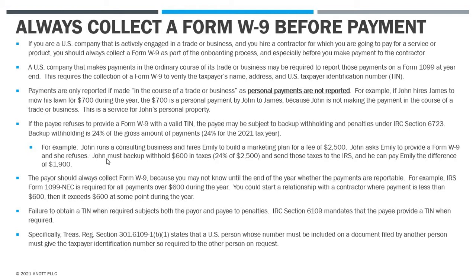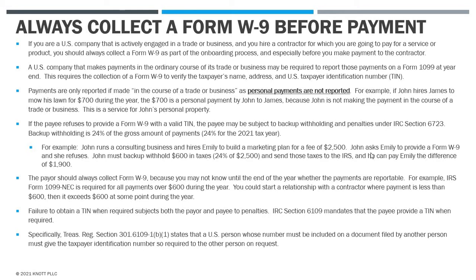So this example here, John runs a consulting business and he hires Emily to build a marketing plan, and he's going to pay Emily $2,500. Now, John asks Emily to provide a Form W-9, and she refuses to do that, right? She doesn't want to provide her name and her Social Security number. Under this fact pattern, John must backup withhold $600 in taxes, which is 24% times the $2,500 payment, the fee, and he sends the $600 to the IRS. Now, after he's done the backup withholding, he pays Emily the difference of $1,900.